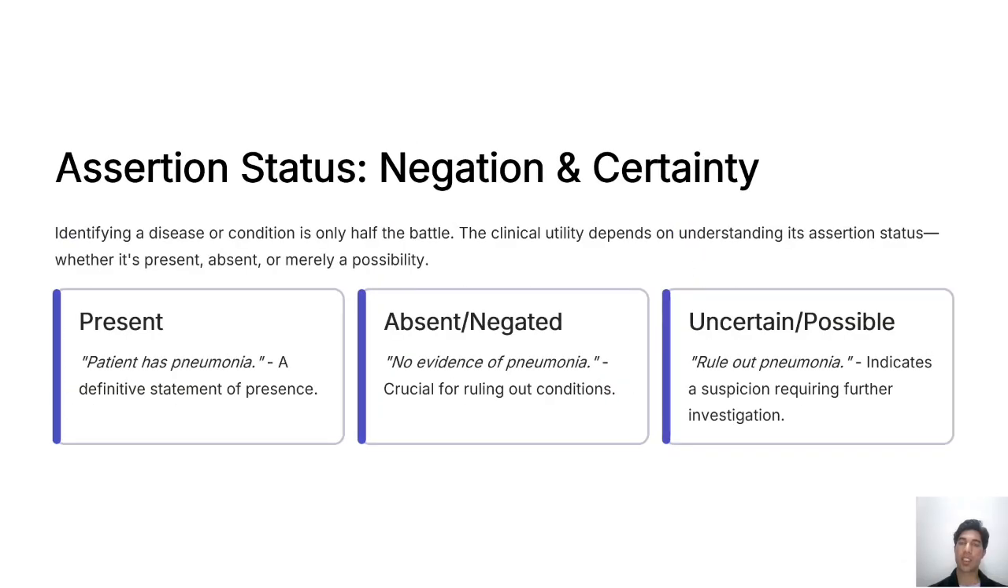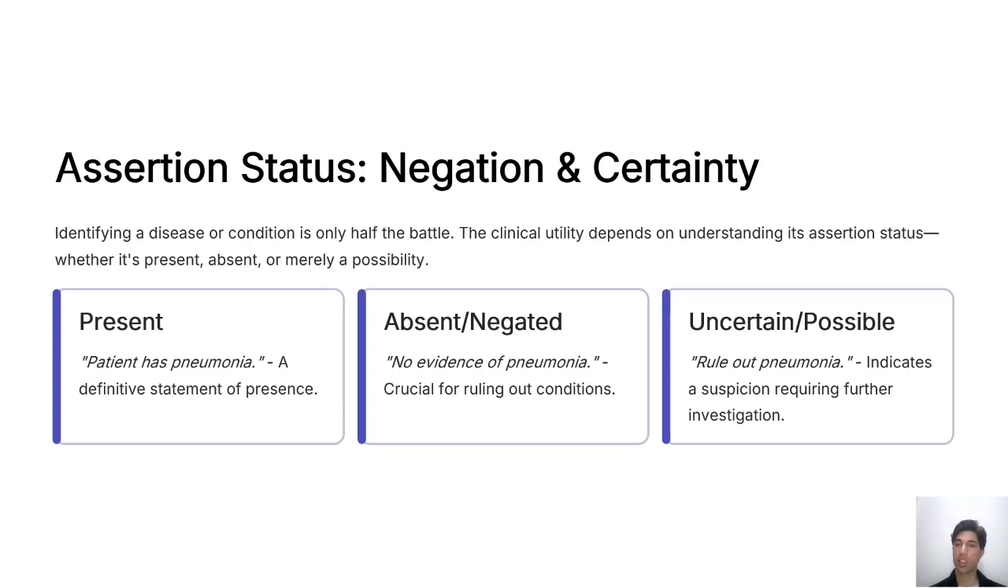Then we have assertion status. In medical data science, identifying a disease or condition is only half the battle. Then the clinical utility depends on understanding its assertion status, whether the disease is present, it's absent, or we are uncertain if it is present or not.